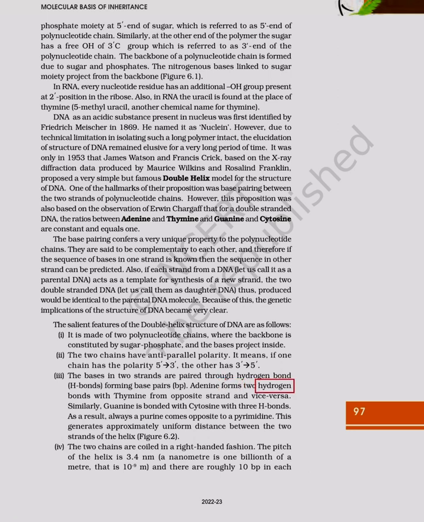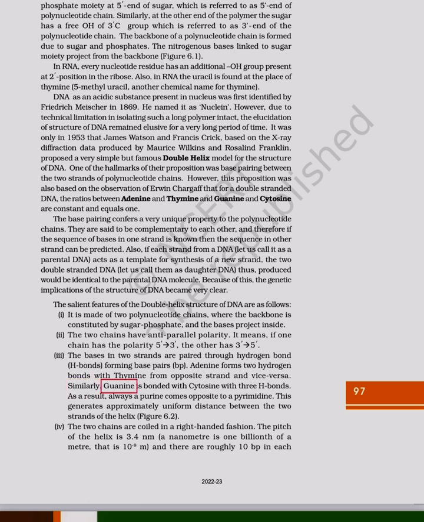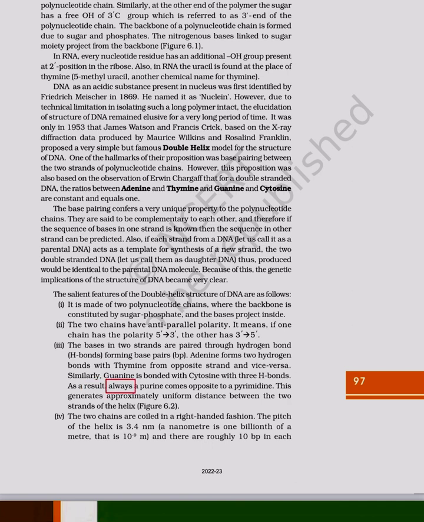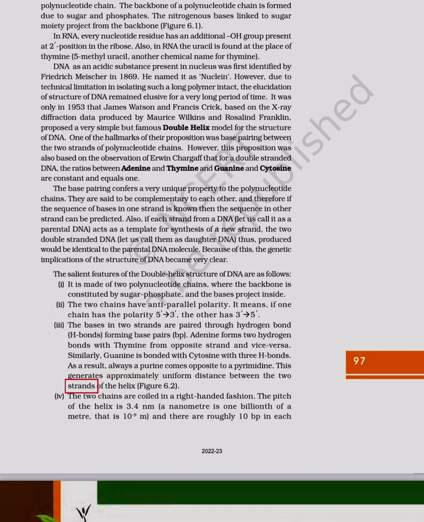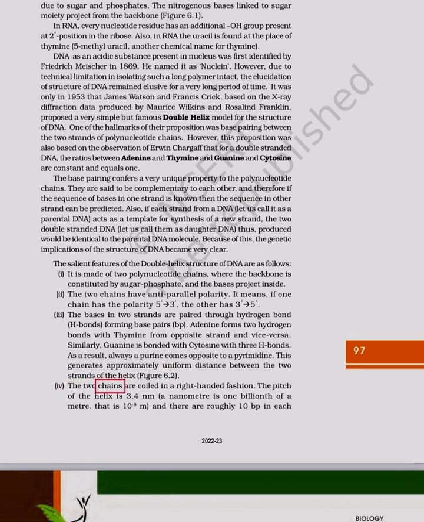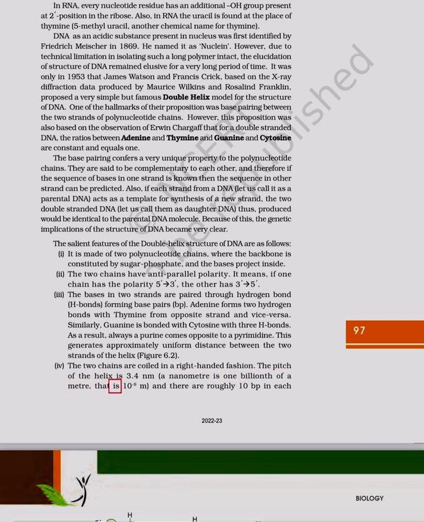Adenine forms two hydrogen bonds with thymine from the opposite strand and vice versa. Similarly, guanine is bonded with cytosine with 3 H bonds. As a result, always a purine comes opposite to a pyrimidine. This generates approximately uniform distance between the two strands of the helix, Figure 6.2. The two chains are coiled in a right-handed fashion. The pitch of the helix is 3.4 nm. A nanometer is 1 billionth of a meter, that is 10^-9 m, and there are roughly 10 BP in each turn.